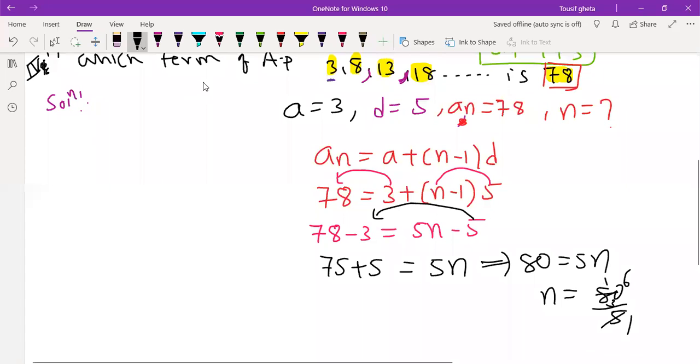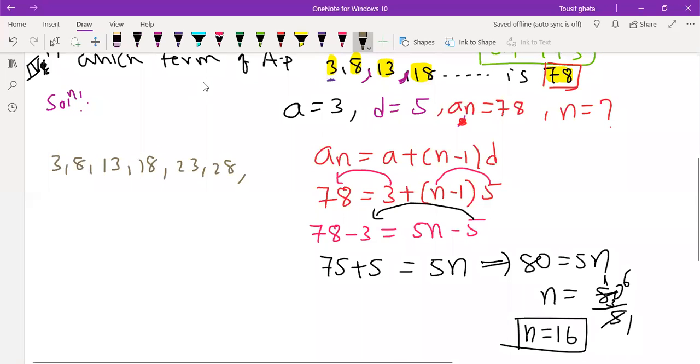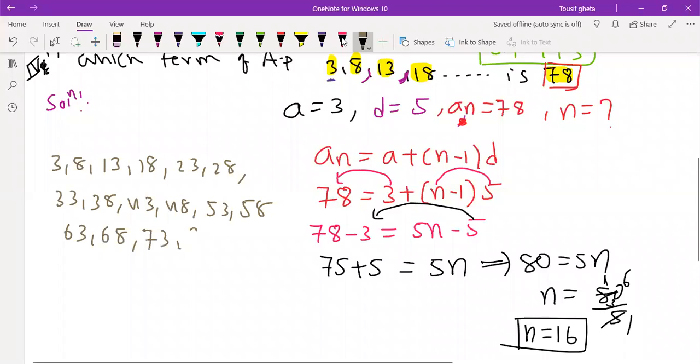What does it mean? 78 is the 16th term. So let us see practically. See, this is 3, 8, 13, 18. Correct? The difference is 5. So I will write 23, 28, 33, 38, 43, 48, 53, 58, 63, 68, 73, 78. This is 78. So let us count which term we got. 1, 2, 3, 4, 5, 6, 7, 8, 9, 10, 11, 12, 13, 14, 15. Yes, 16th term. Exactly 16th we got.